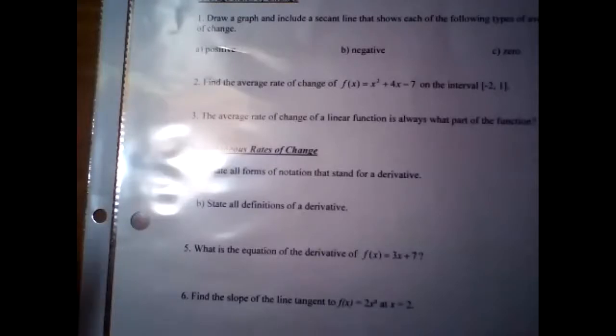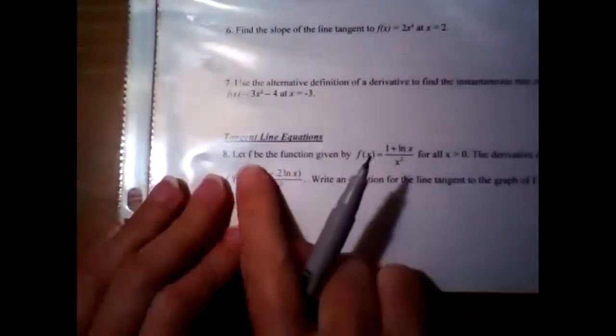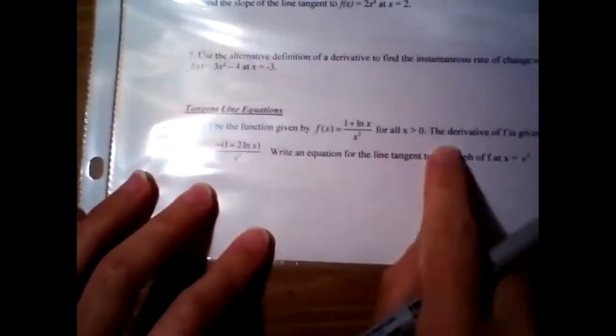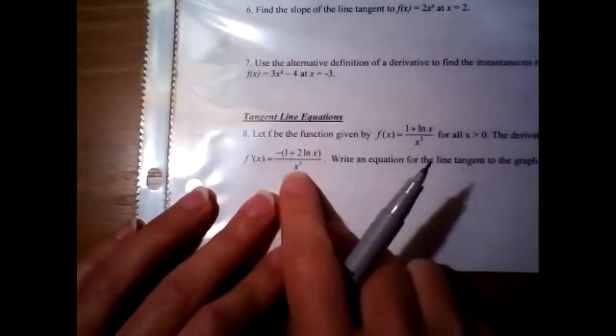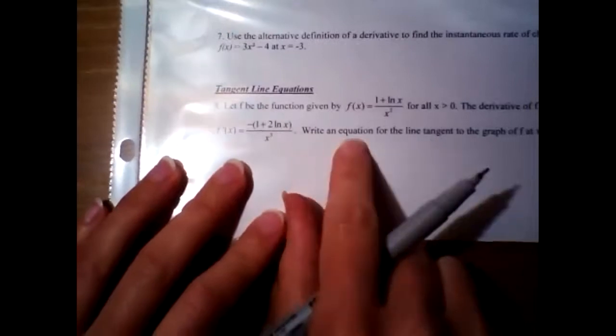And the first one I want to make sure we go over is number 8. So if everybody could look at number 8, please. It says the function f is given by, and then this is your function, and then the derivative is given by, and they give you this function. So this is f of x, and this is the derivative. It says write an equation.